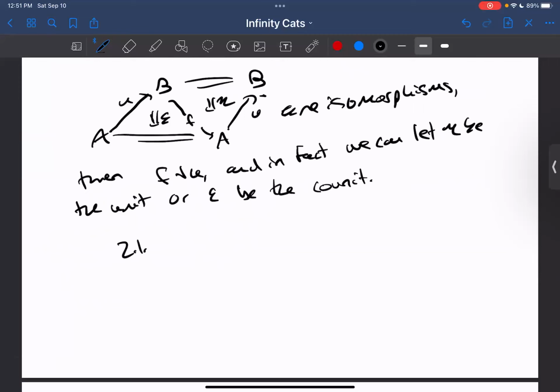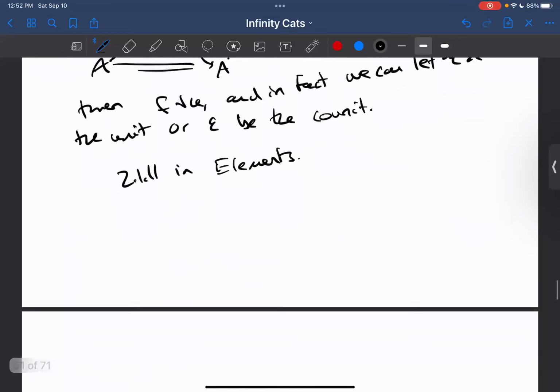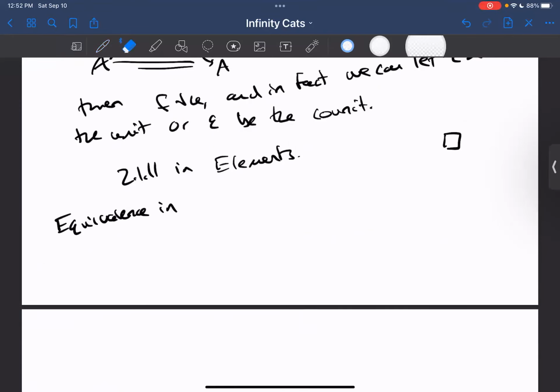This is 2.1.11 in Elements. It's a bit of a diagram chase, so I don't want to go into it for the sake of time, but it basically just involves taking one of these isomorphisms, correcting either the unit or the co-unit by it, and then showing that you get one of the triangle equalities for free, and the other one you get from a cancellation, and using the fact that one of these morphisms is an isomorphism, so it's going to be able to be canceled.